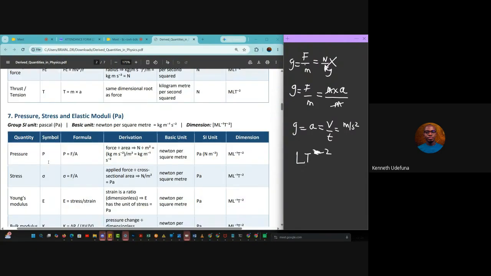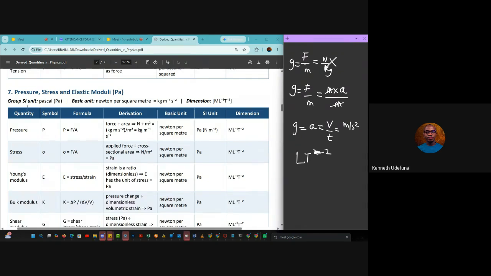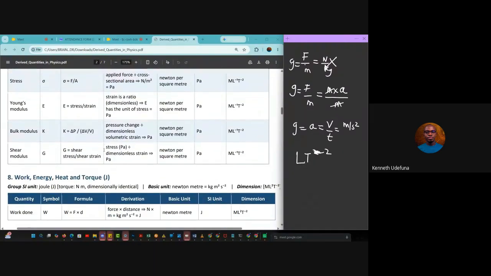Then you go over to pressure. Coming over to pressure, what is the SI unit of pressure? Pascal. And since it is Pascal, look at the basic unit. Try to see how they derive this basic unit. Though it is written, you see the place they wrote derivation. You see the way they derived it.